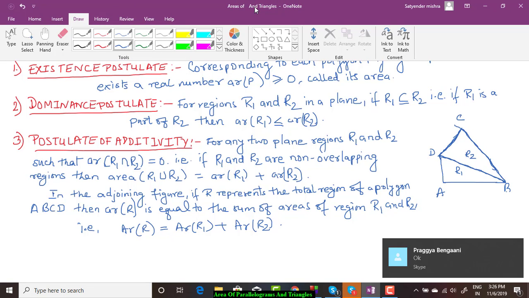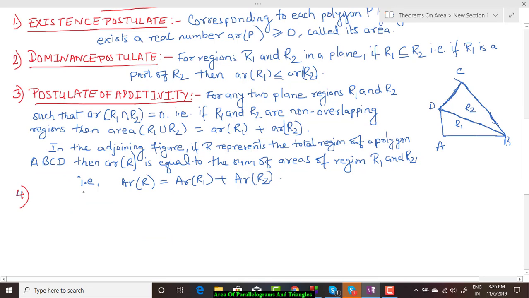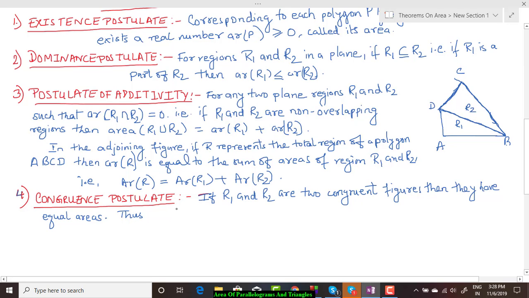So next concept is congruence postulate. If R1 and R2 are two congruent figures, then they have equal areas. Thus, R1 is congruent to R2. It implies area of R1 is equal to area of R2. However, the converse is not true. If two figures have equal areas, then they are not necessarily congruent.